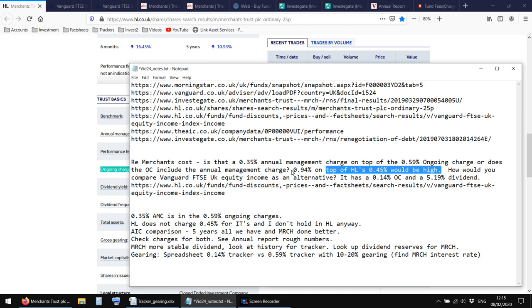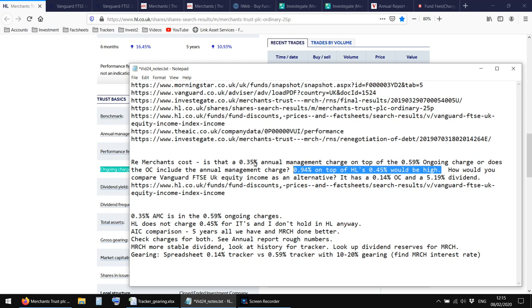So, in actual fact, it wouldn't be anywhere near the 0.94 plus 0.45. It would just be 0.59 plus the amount it costs you to buy. So stamp duty, I think about 12 quid in Hargreaves Lansdown. But in actual fact, I don't own it in Hargreaves Lansdown. I own this in iWeb. So it cost me £5 to buy plus 0.5% stamp duty. And that's it. And then ongoing 0.59%. But obviously that's just an estimate.